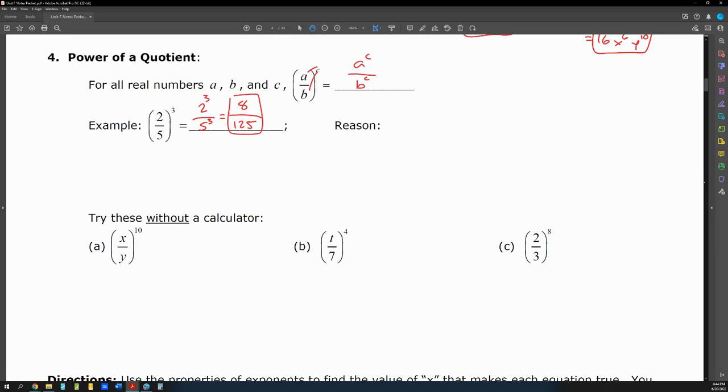The reason this is the case is because if we were to cube 2/5, then that would be equal to 2/5 times itself 3 times. So we have 2/5 times 2/5 times 2/5. And when multiplying fractions, we can just multiply straight across. 2 times 2 times 2 is 8. 5 times 5 times 5 is 125. So we get the same answer.